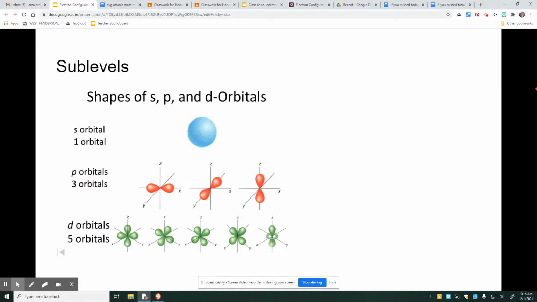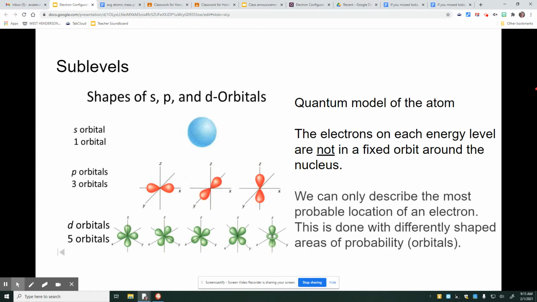We also can break down each of those energy levels into sublevels. Those sublevels or orbitals are mathematically drawn areas of probability where we can describe the most probable location for an electron. And we named the sublevels based on the shape of that mathematically drawn area of probability.